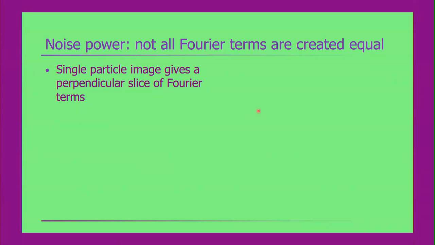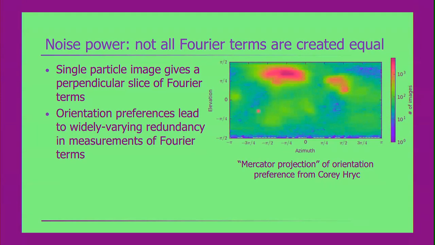Noise power can be thought of more in terms of how frequently you observe each Fourier term. And so not all Fourier terms are equal once you've got a whole data set. You look at one single particle image and you get a slice through the Fourier transform of the particle that's perpendicular to the orientation that you're looking at. Now, if you could sample the orientations uniformly, then you would get uniform errors in all of your Fourier terms, but because you have orientation preferences, you get massive differences in the redundancy.